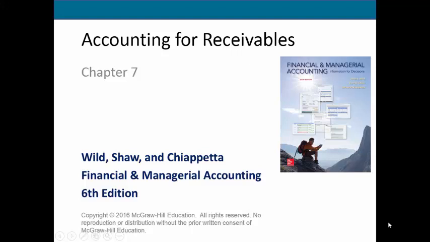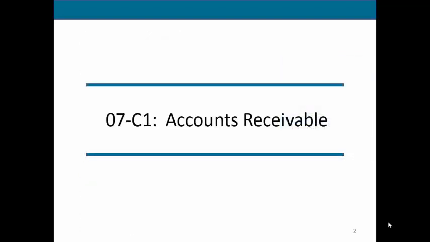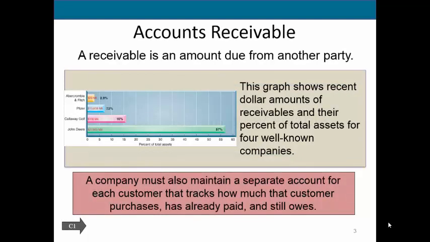In Chapter 7, we're going to be looking at the accounting for receivables. And what we're really talking about here are accounts receivable. The term accounts receivable and the basic journal entries for when you first record that accounts receivable, that's not new. We've already looked at that in previous chapters. But we're going to be looking more in depth at all of the things related to accounts receivable.